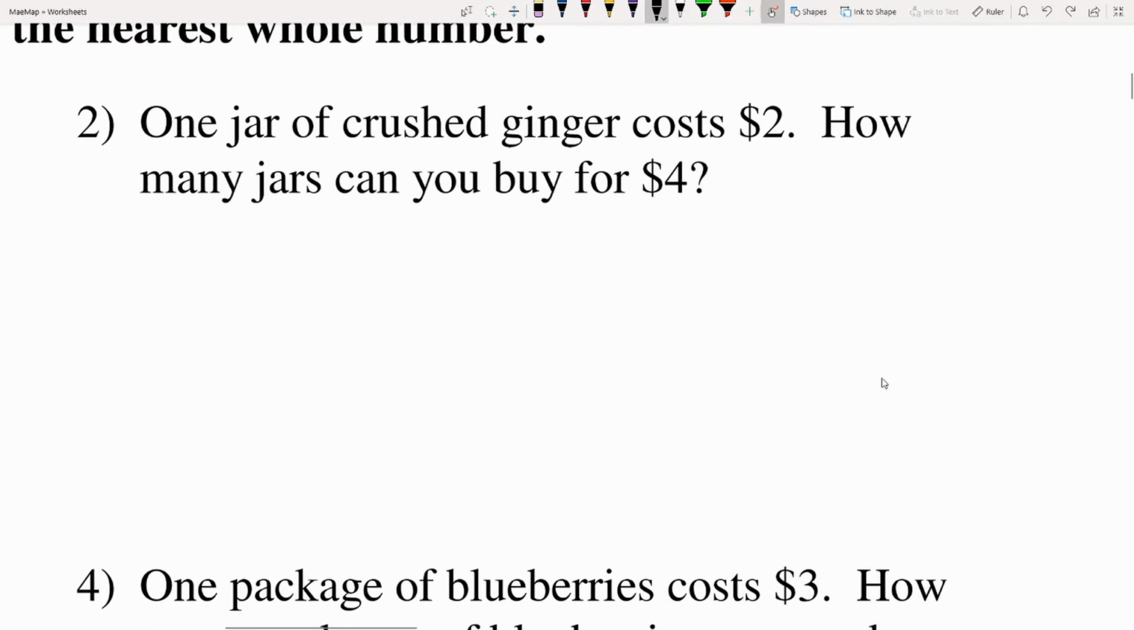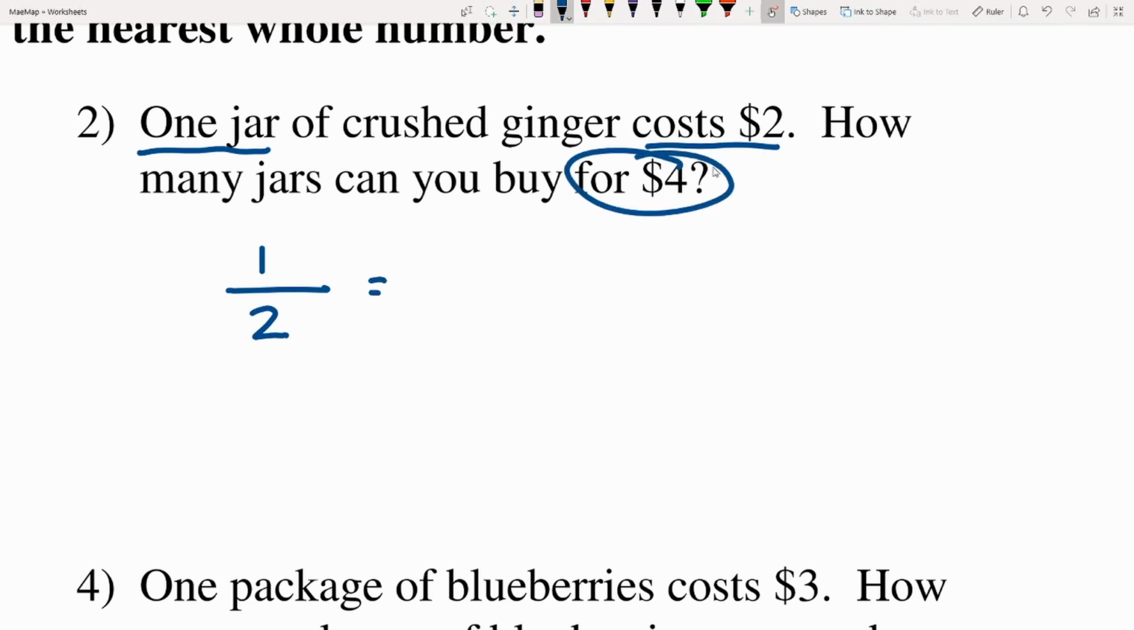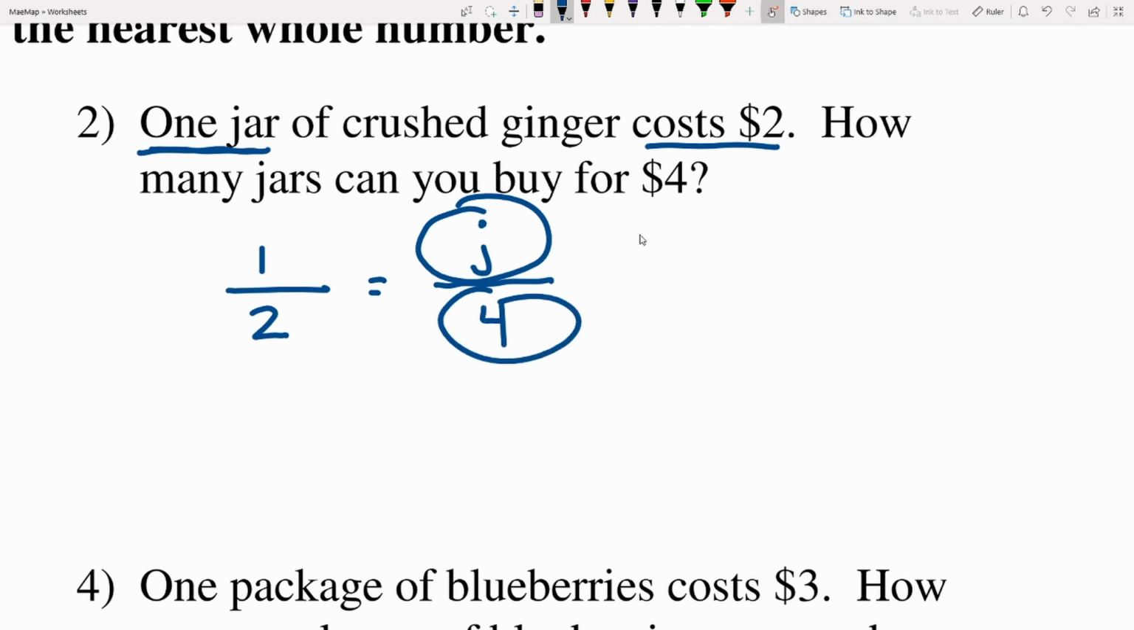In number 2, we have 1 jar of crushed ginger that costs $2. So we're going to have 1 jar, so the number 1, over $2. So 1 over 2. How many jars can you buy for $4? So we want to know the number of jars, and that takes place in our numerator. Since we put 1 jar in our numerator over here, our jars is going to remain in our numerator, but we don't know how many there are. So let's do another variable. Let's do this variable as j this time for jars. And that $4 will go in the denominator. So how many jars can we get if we spend $4?